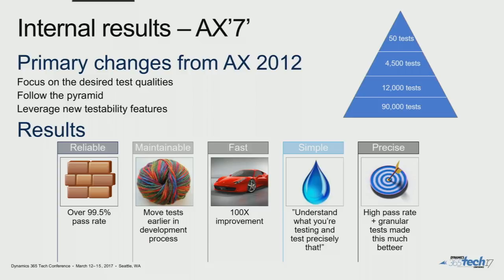Fast: it's at least a 100x improvement in the performance of our tests overall. That's largely due to the testability changes, but also because of how we approach the tests from a pyramid perspective. From a simplicity standpoint, I've said this a lot over the last few years: understand what you're testing and test precisely that. So it's okay to have an integration test, but don't test everything in the world along the way while you're doing an integration test. Focus on what you're doing with the integration test. You're trying to get to an end result, verify that end result. If there are things that you need to test that are subparts of the process, do those in separate tests and target those in those tests.